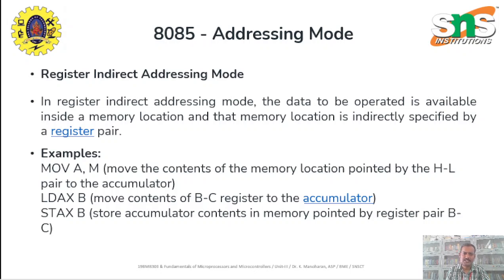Look at the next instruction, LDAX B. That means it loads the data from the location pointed to by the BC register pair. For example, if the BC register pair is 5000, the content present in location 5000 will be loaded into the accumulator. Look at this, STAX B. That means store the accumulator content at the location pointed to by the BC register pair. For example, if BC equals 5000, the accumulator result will be stored at location 5000. We can use the D pair also, for example LDAX D, which indicates the DE register pair.